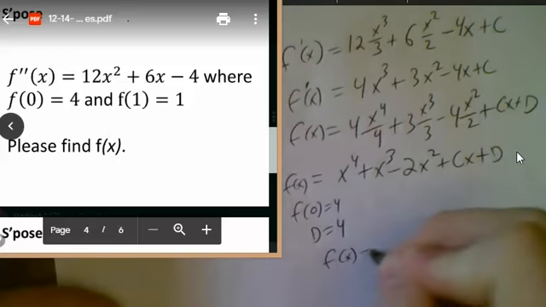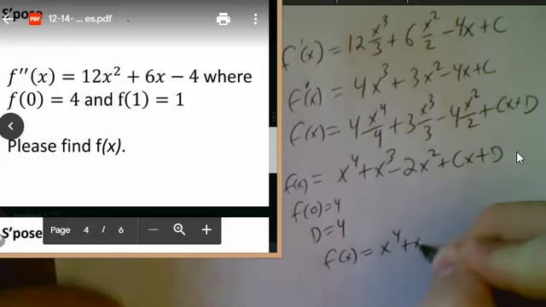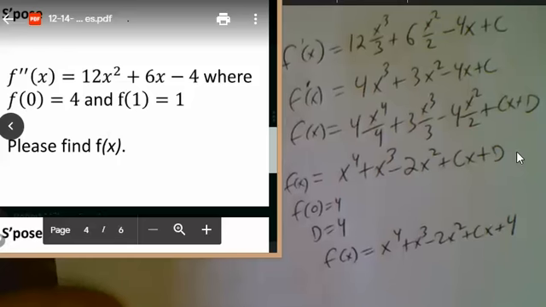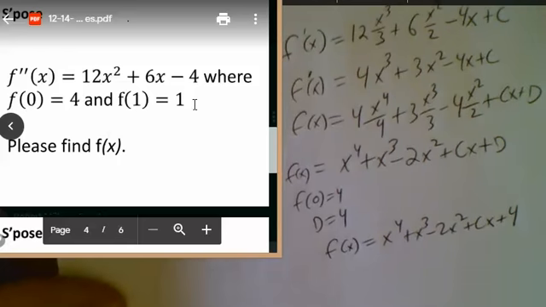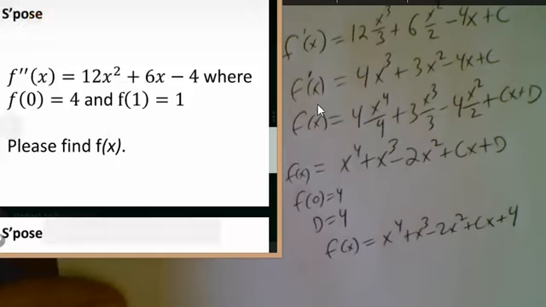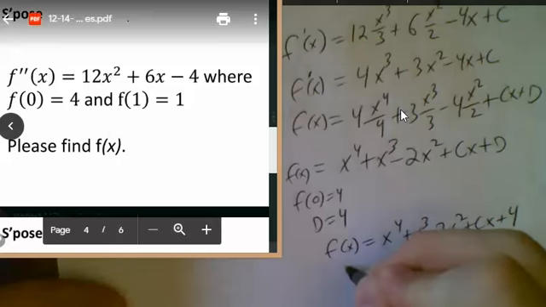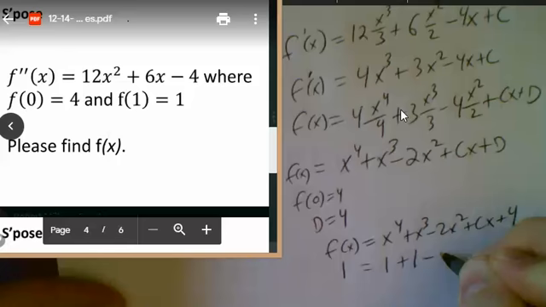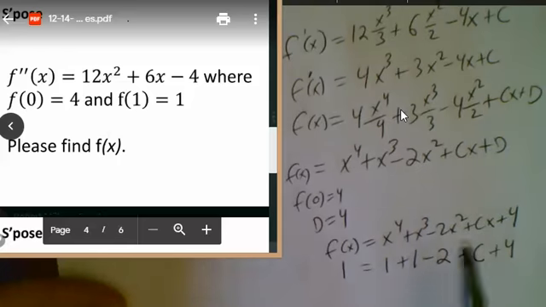So now f of x is x to the fourth plus x to the third minus 2x squared plus cx plus 4. And then we use the last piece of information to figure out what c is. So f of 1 is 1. Let's do that last part. f of 1 is 1. So 1 has got to be 1 plus 1 minus 2 plus c plus 4. Right? If you plug in 1 in all these pieces, this is what you'll get.